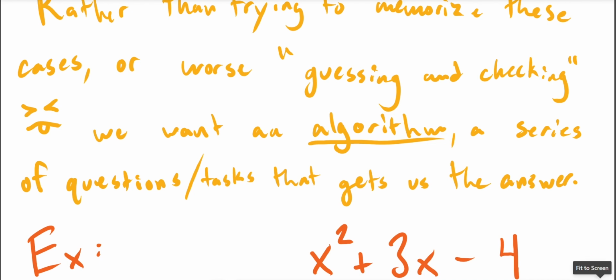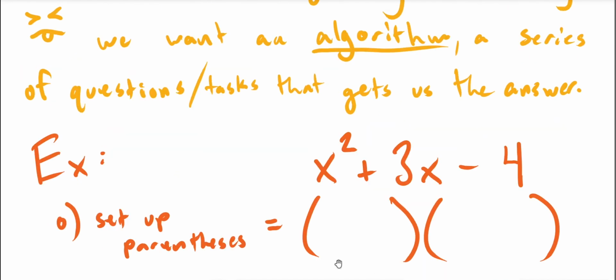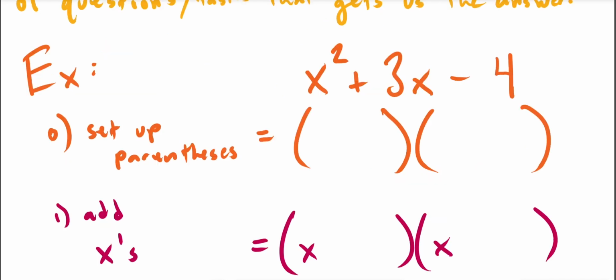Here I have x squared plus 3x minus 4. The first thing we want to do is set up parentheses. This is a square, so we're going to need 2 parentheses. Then let's add some x's to these parentheses. We can just put them right up front because we know we're going to need 2 x's with coefficients of 1 to give me this x squared with a coefficient of 1. So we can fill in our x's.